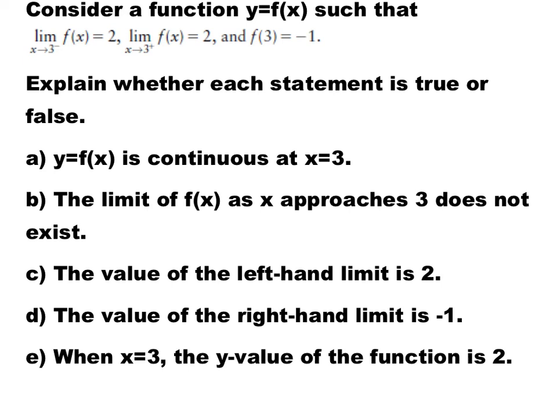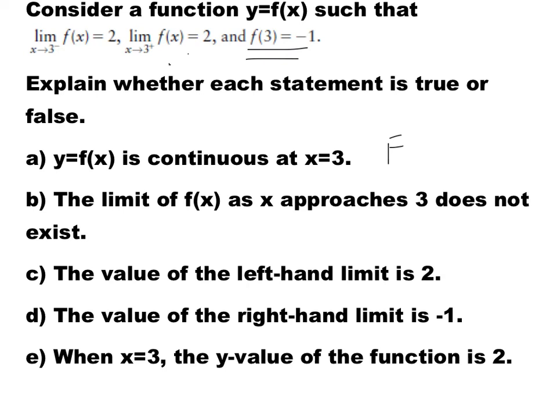Part A says function f of x is continuous at x equal to 3. The answer is false. The reason is that the left hand side limit and the right hand side limit, although they are equal, are not equal to the value of the function at x equal to 3. So this means that the function is not continuous at x equal to 3.